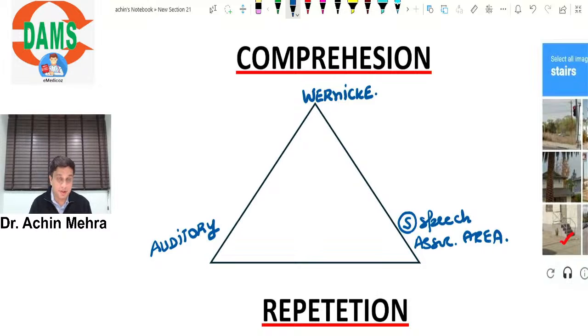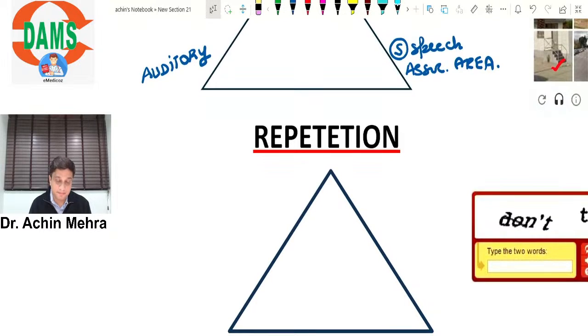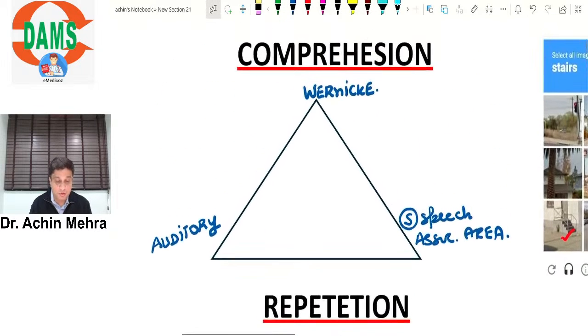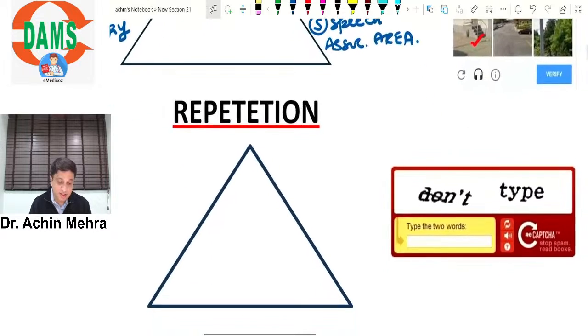Then we have another area for repetition. Now please remember, in this whole drama of comprehension, we don't require the Broca's area at all, neither the motor speech association area. So these are the three areas required for understanding or comprehension. Now, the second would be repetition.